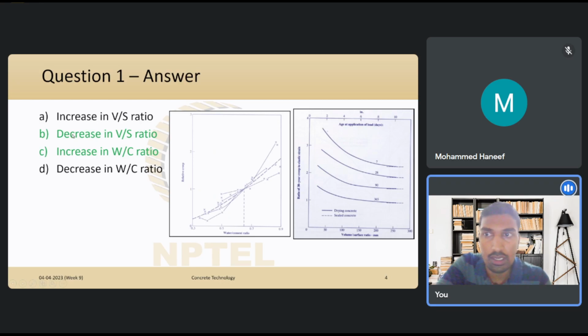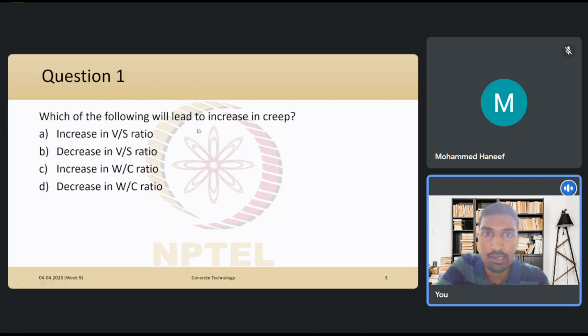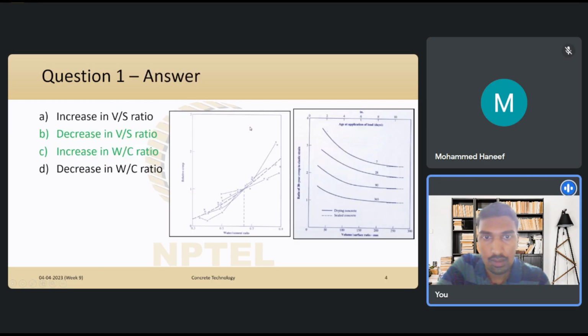So the right options are both B and C. A decrease in the V by S ratio and an increase in the W by C ratio will result in increased creep. Right, so we saw this.